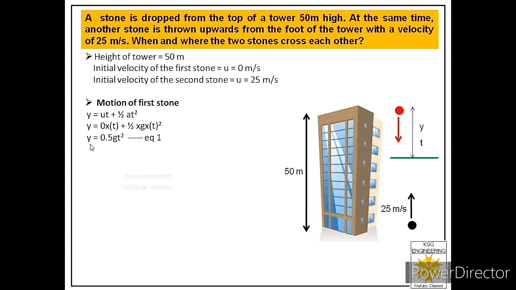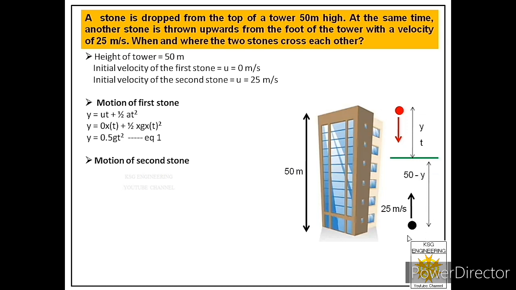So in this case we have two unknowns y and t. So let us call this equation as equation number 1. Now we will consider the motion of second stone. Now second stone will travel this distance to reach up to the point where these stones will cross each other. And this distance is equal to 50 minus y.